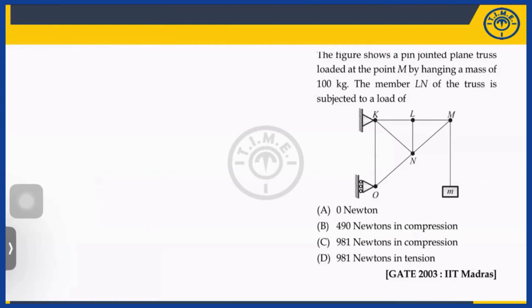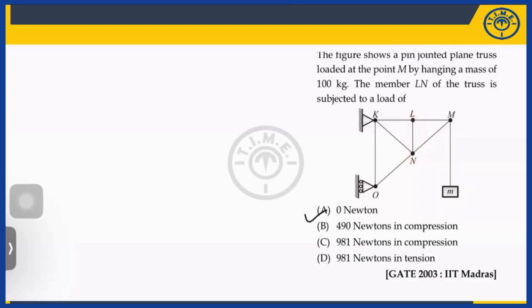Now come to this particular question. The figure shows a pin jointed plane truss, loaded at point M. That means there is a load acting at M. The member LN of the truss is subjected to load. You have to calculate the force in this member LN. Did I discuss any special condition? Because if you consider this joint, three members are meeting, out of which two are collinear. Then the force in the third member will be zero. That's why I told you, if you remember those special conditions, you can easily identify that the force in member LN will be zero.